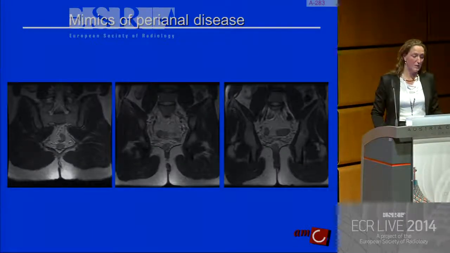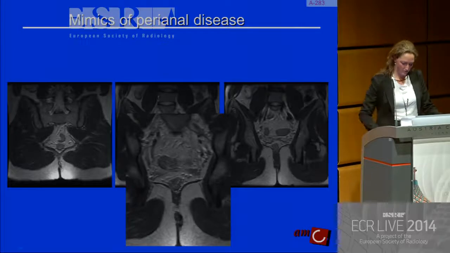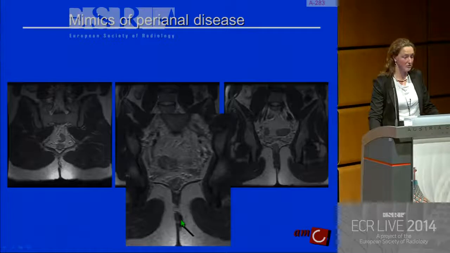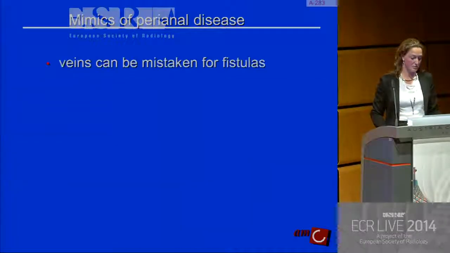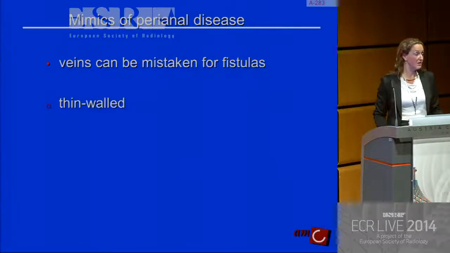And I have included coronal images of a patient with a pilonidal sinus. And you can see it here, where you can see a hyperintense tract that abuts the external sphincter, but at no point was there any extension in the intersphincteric space, and this was a pilonidal sinus. Another mimic is veins. They can be mistaken for fistulas. However, veins are thin-walled, they are tortuous, and they are symmetric.